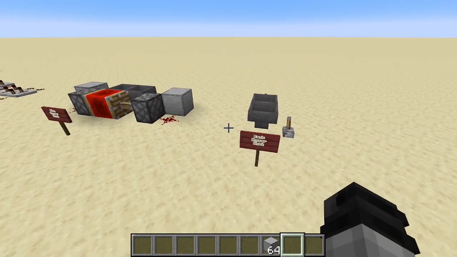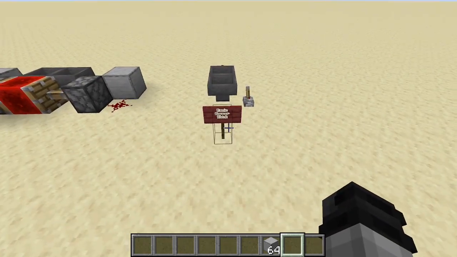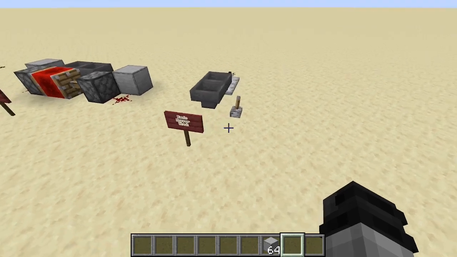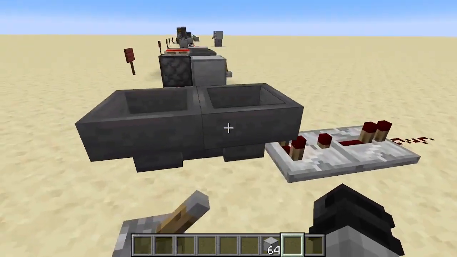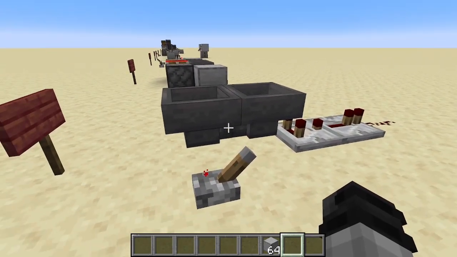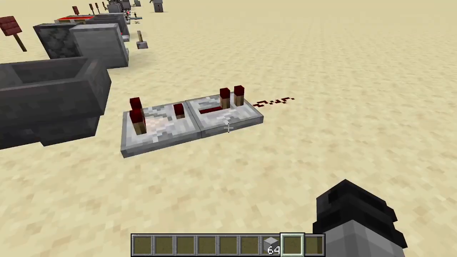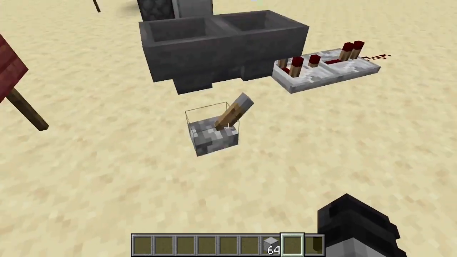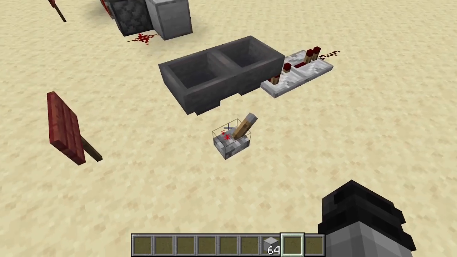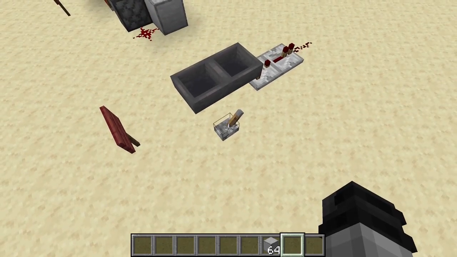Alright, now we're going to start off really basic. So we're going to start off with a basic hopper clock. What we got here is two different hoppers facing into each other with a comparator coming out, and then a repeater and a signal. We have this lever here, more just so we can turn it on and off.